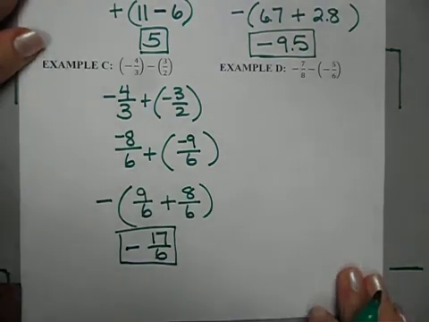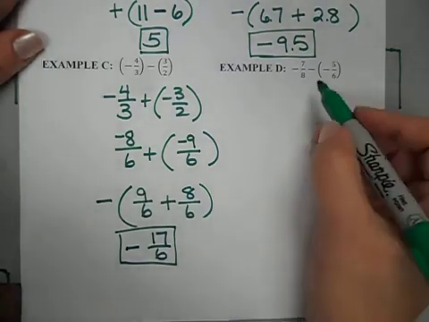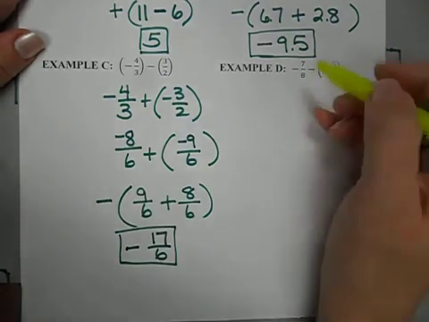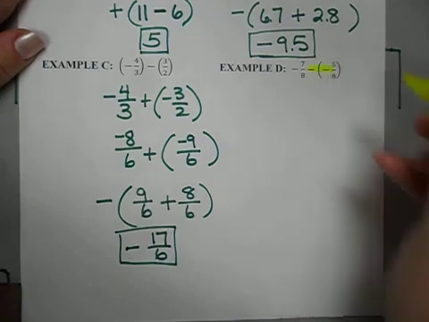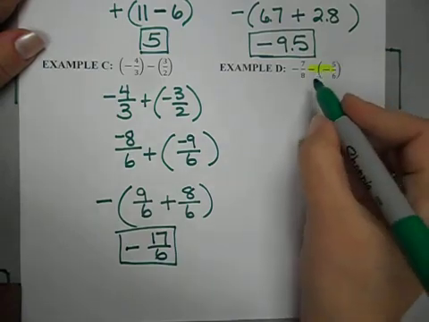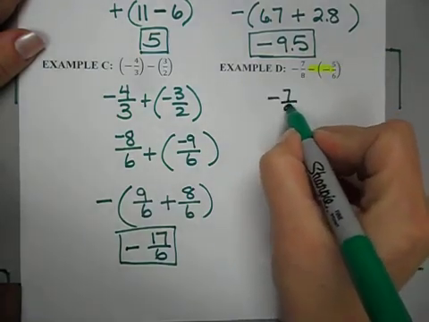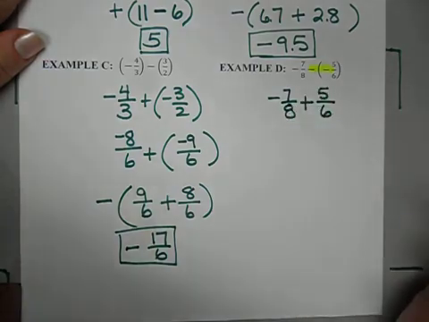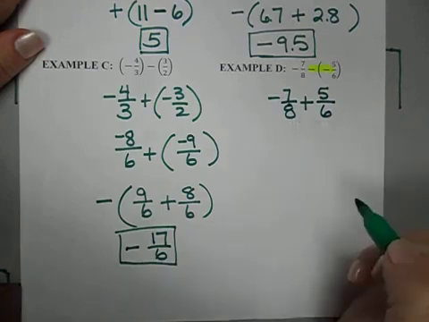Alright, now let's look at example D. Example D is negative 7/8 minus negative 5/6. Again, we have that double negative. So anytime you see that happening, make sure you change that. Subtracting a negative is adding. So we have our problem here, our addition problem that we need.